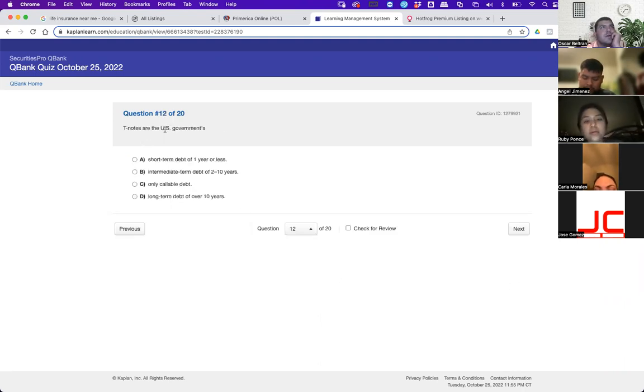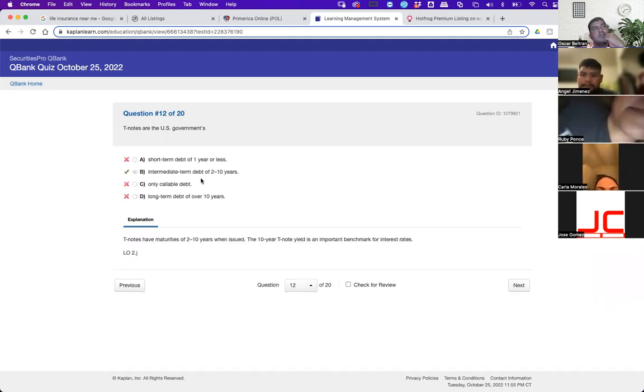T notes are the U.S. government's short-term debt of 1 year or less. What do you think it is? B. D as in dog? B. No, B as in bed. There it is. This one you just gotta memorize the dates for the term.